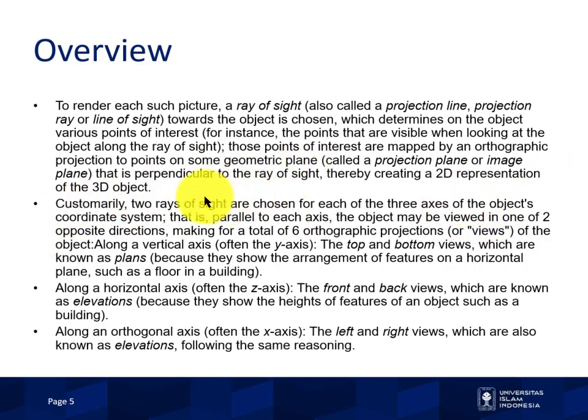So we can also say that what we discuss here, the ray of sight or projection line or projection ray, is a line located perpendicular to every plane of the cubes that we discussed before.